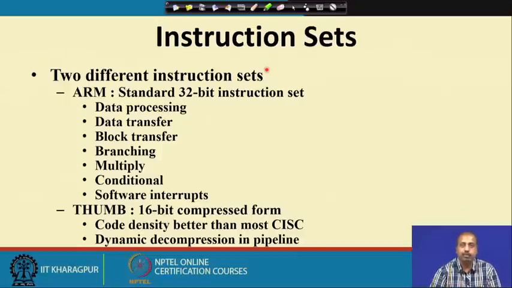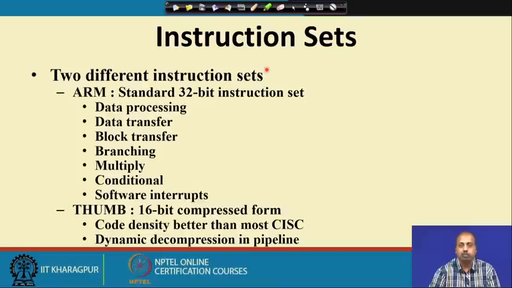Now, these instructions can further be classified as data processing instructions, where it is doing the processing like addition, subtraction, multiplication, etcetera. Then data transfer instructions, transfer between the register pairs, register and memory like that. Then block transfer, you can move a block of data from one portion of memory to another portion. You can do branching, so you can go from one location to another location. Then multiplication, conditional execution and software interrupt. So, these are the various categories of ARM instructions that we have.